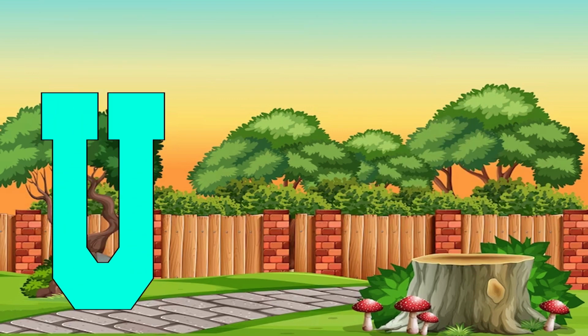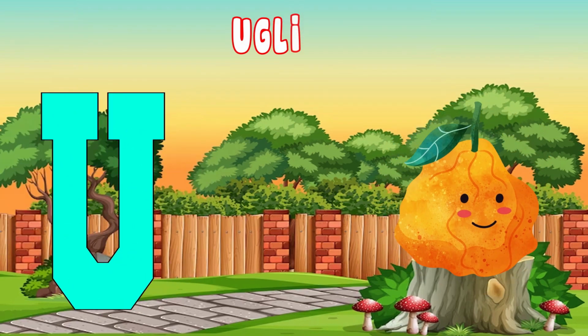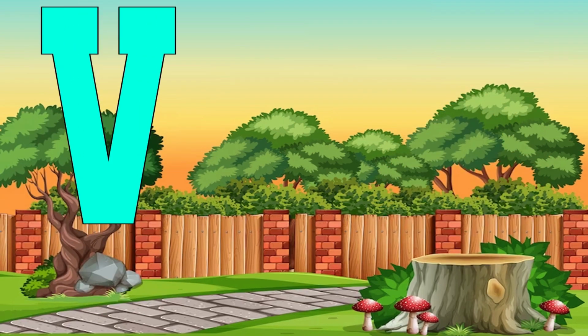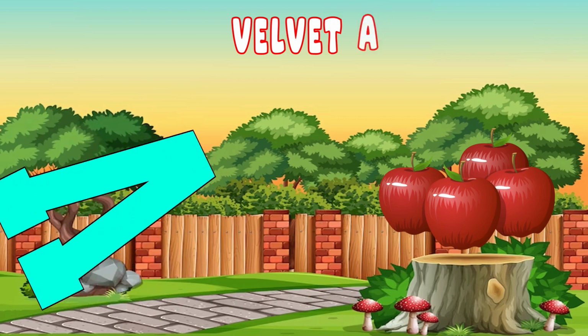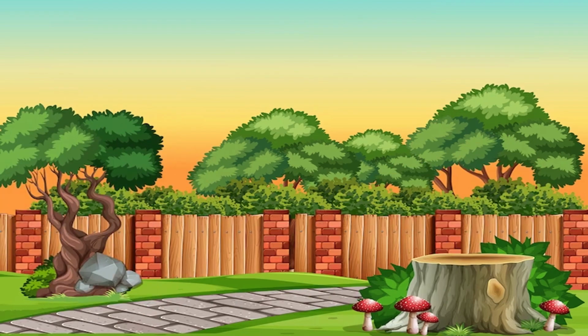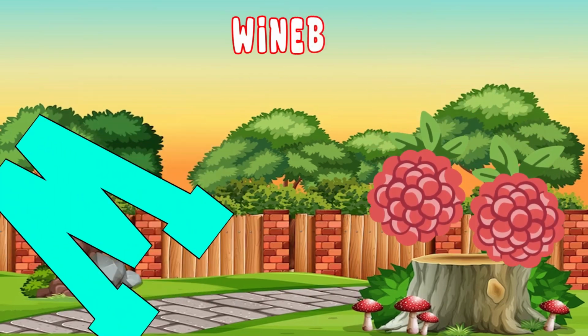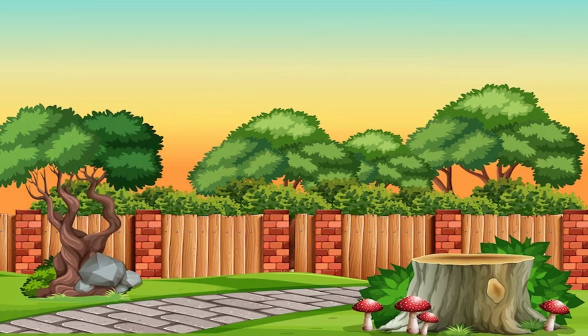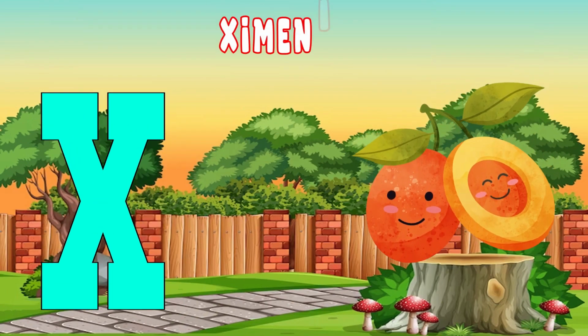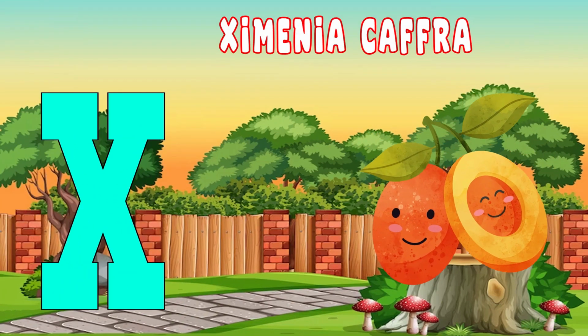U is for Oobly. V is for Velvet Apple. W is for Wineberries. X is Samania Caffra.